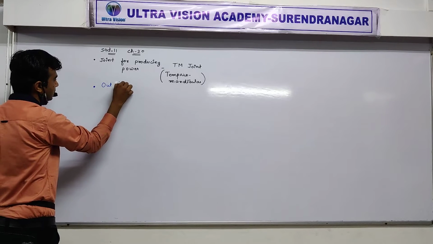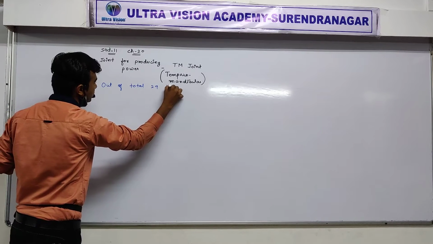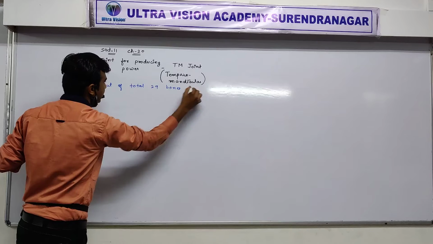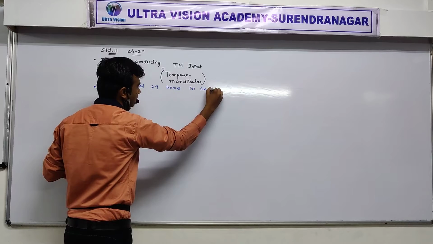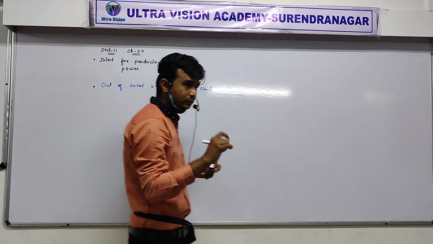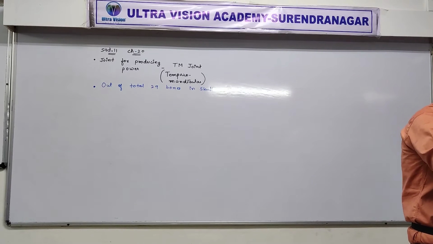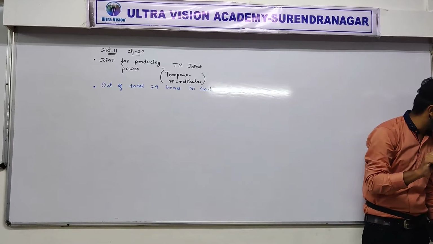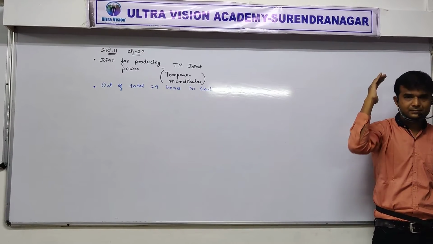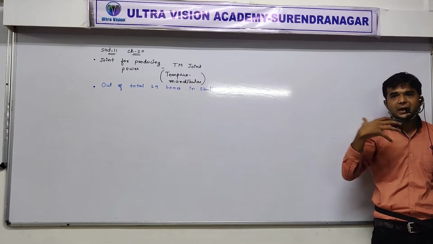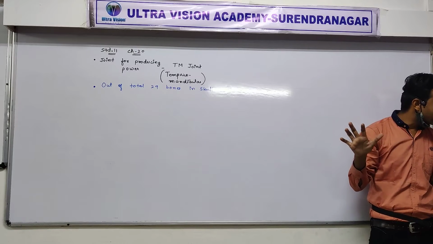Out of total 29 bones in the skull, write it like that. Don't write head, because now you know that the skull consists of head, face, ear and hyoid. So skull is different and head is different. Head is only this much part, and the whole part is skull, and all the joints are united.